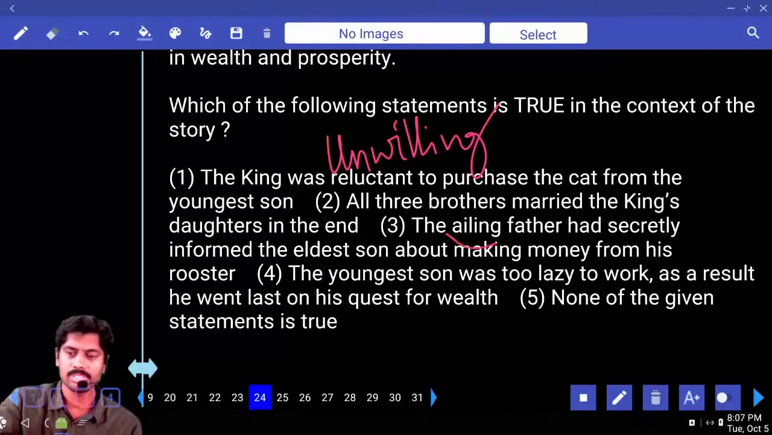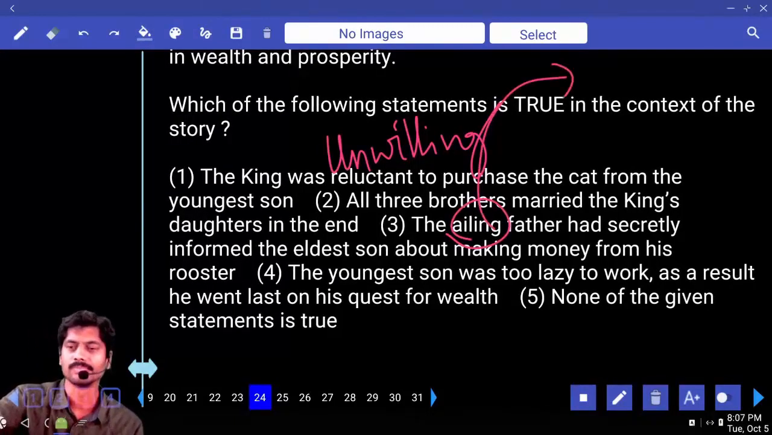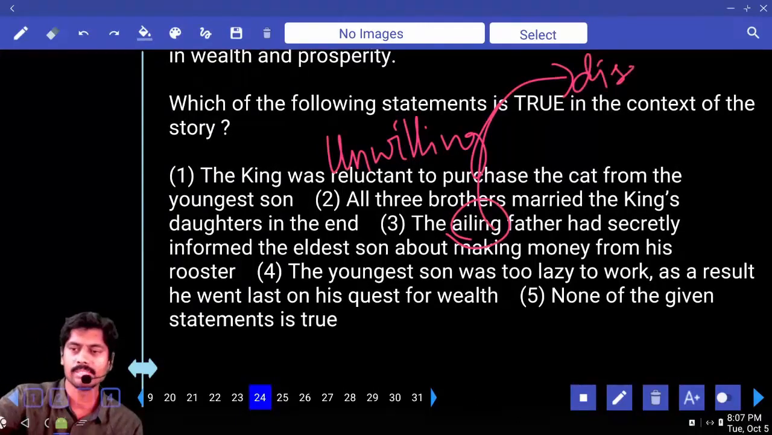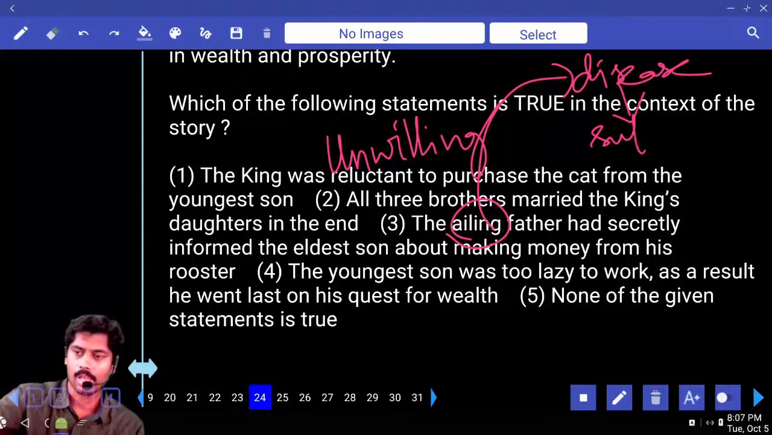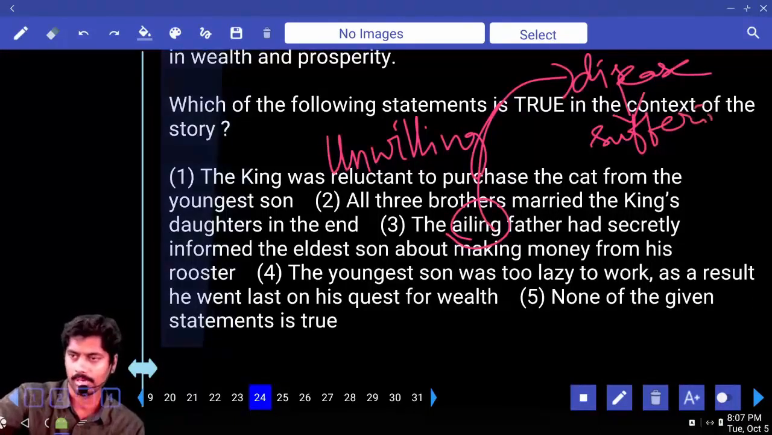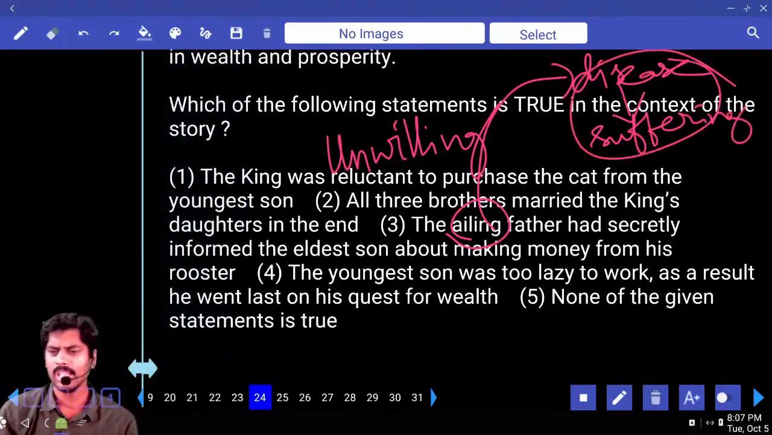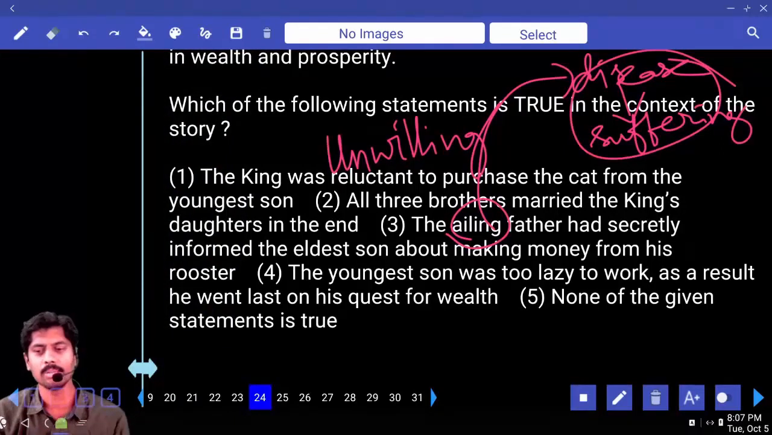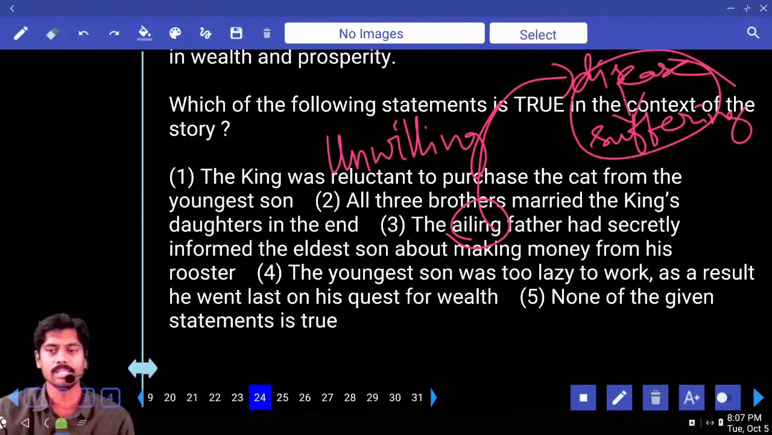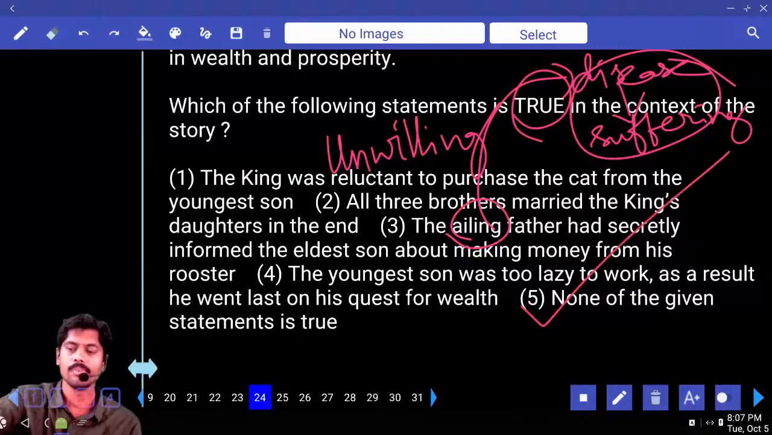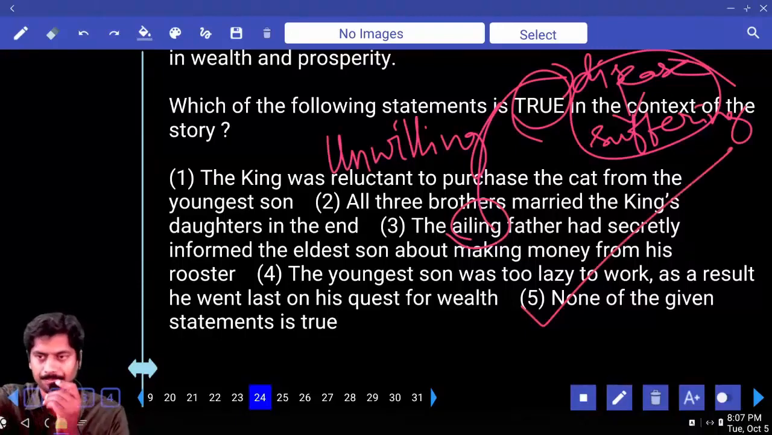Ailing. Ailing means diseased, suffering. Diseased father or suffering father is called ailing. The ailing father had secretly informed the eldest son about making money from his rooster? No. The youngest son was too lazy to work. As a result, he went last on his quest. Answer fifth option, none of the above.